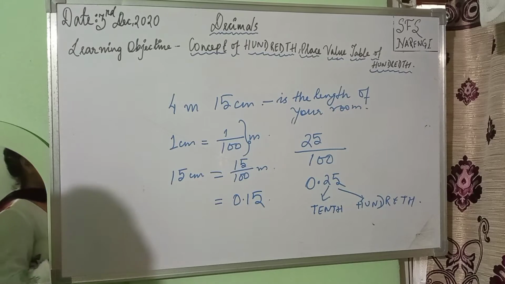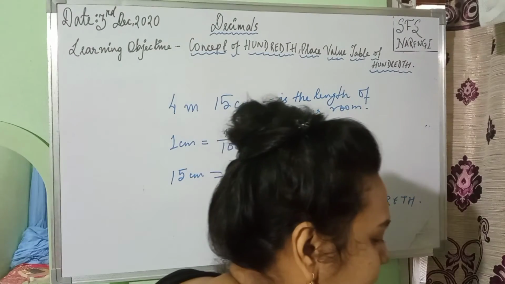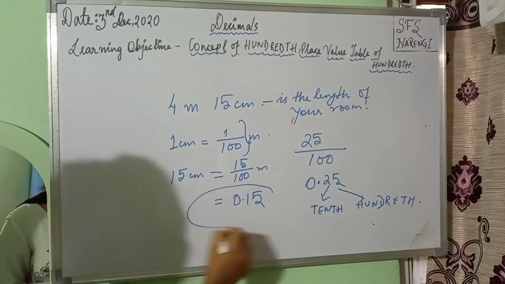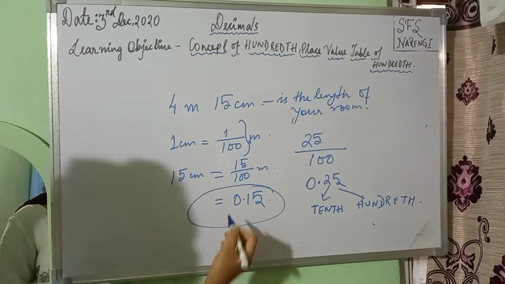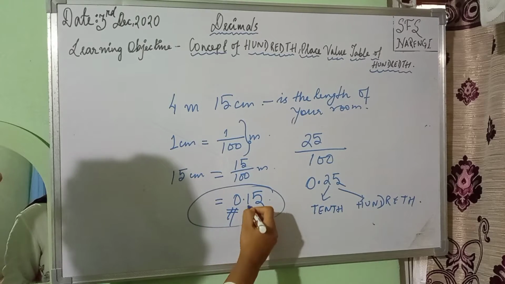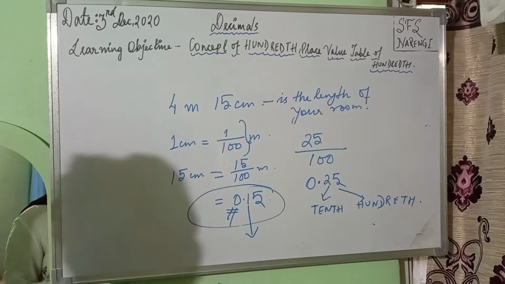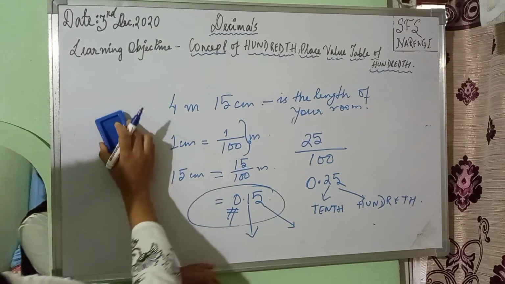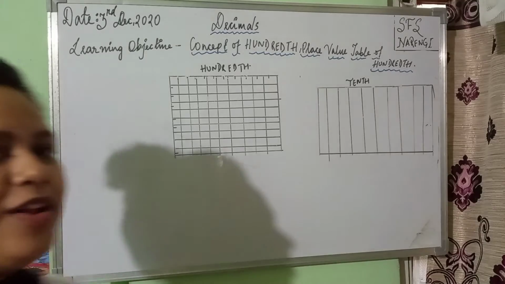So we can say that in any decimal point, this is your whole number, this 1 is in your 10th place, and this 5 is in your 100th place. Okay, children?